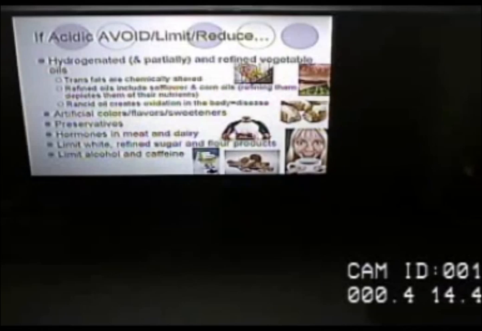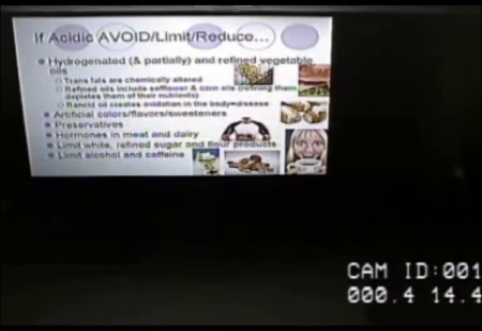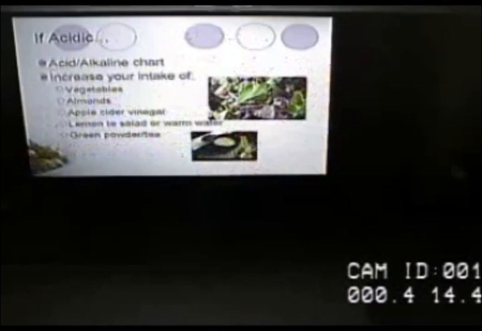So some other things: artificial colors, flavors, sweeteners, preservatives, the hormones in meat and dairy. This is stuff, just in general, I tell people not to have as much as possible. Limiting white refined sugar and flour products, and limiting alcohol and caffeine.